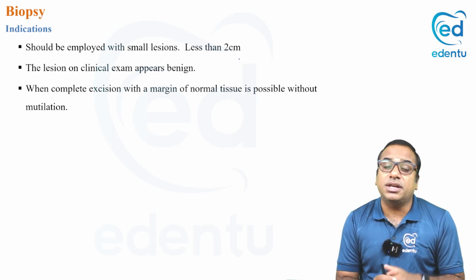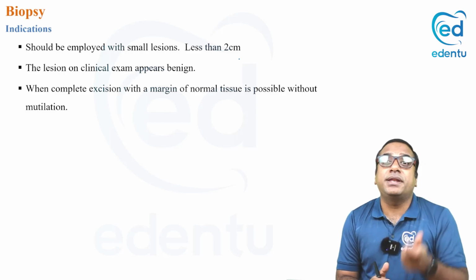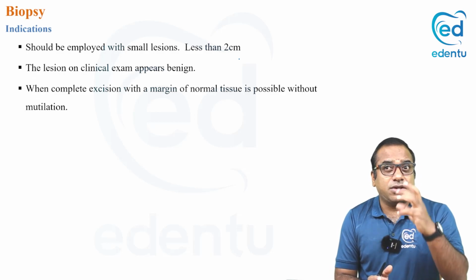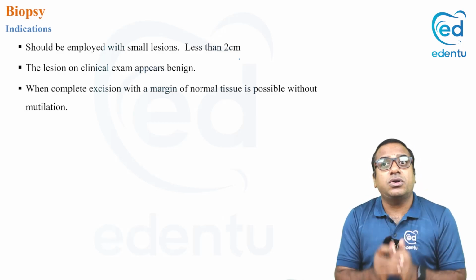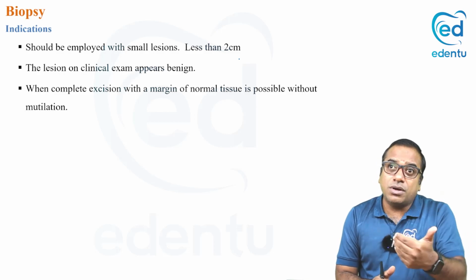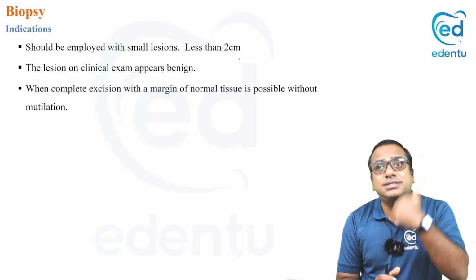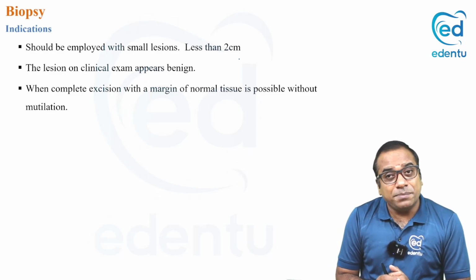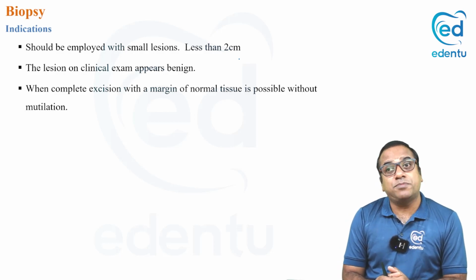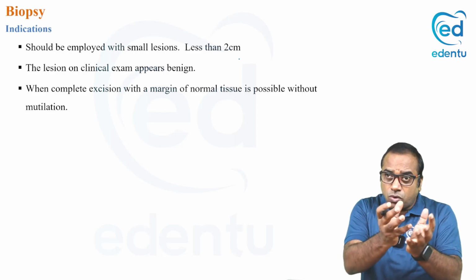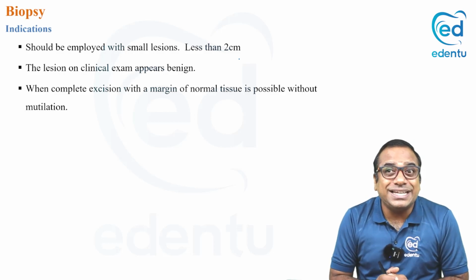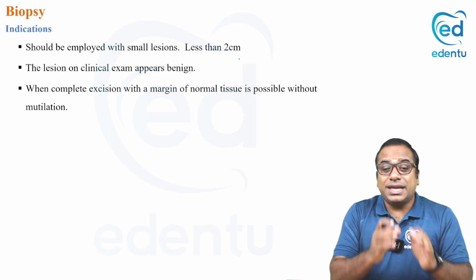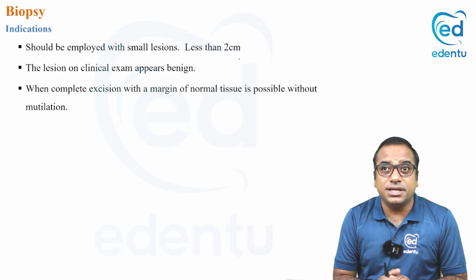And then the lesion, on clinical examination, should appear benign. If it is looking benign, then only it is better to take it out. If you are seeing metaplastic or neoplastic changes, do not take it out, because your blade, the incision, will act as a stimulus, and then it can grow at a faster rate. Then, when complete excision with margins of normal tissue is possible without mutilation, when the whole thing you can take out without damaging the tissues, you can go for this. So these were the indications for excisional biopsy.